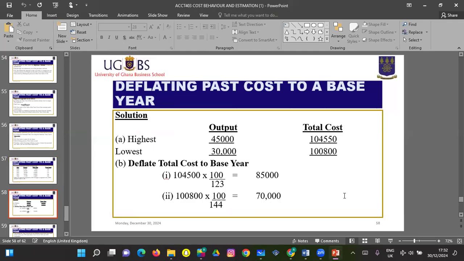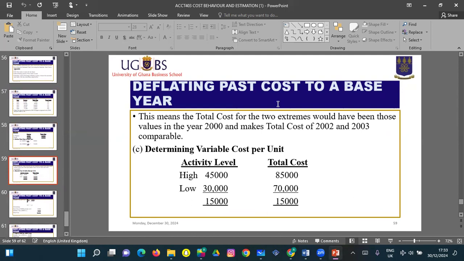So they took the highest and the lowest. Then they deflated the total cost. The total cost was deflated, and this one was also deflated, right? And this means the total cost for the two extremes would have been those values. Now we have the difference: the high and the low, we subtract to get the difference. And then now the deflated cost, this is it.